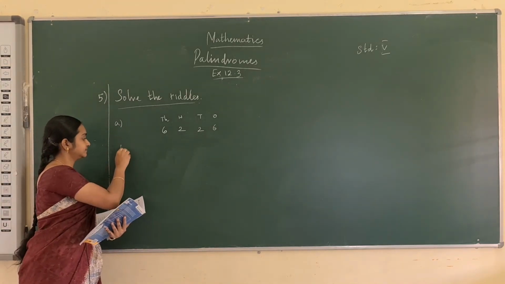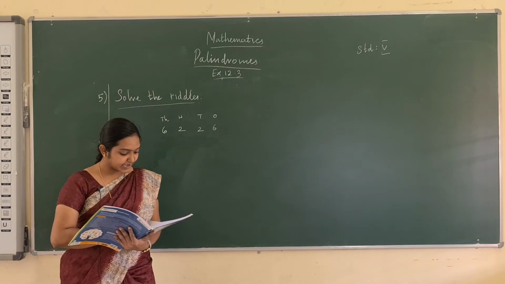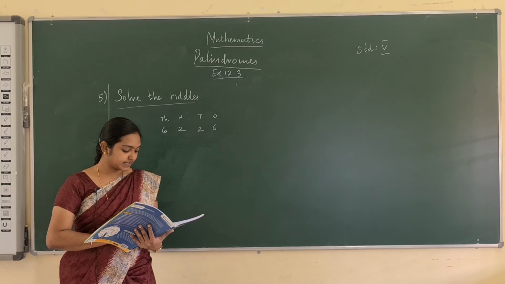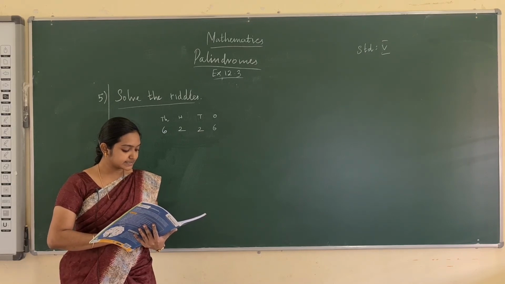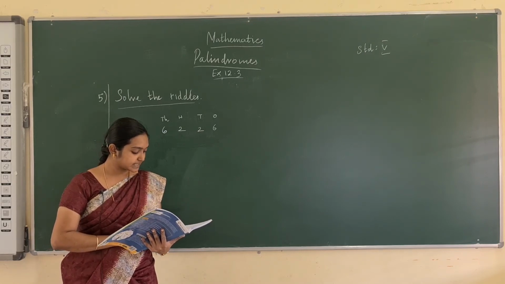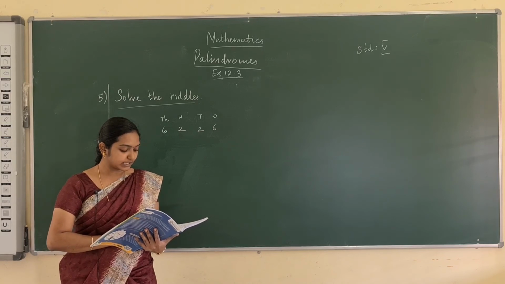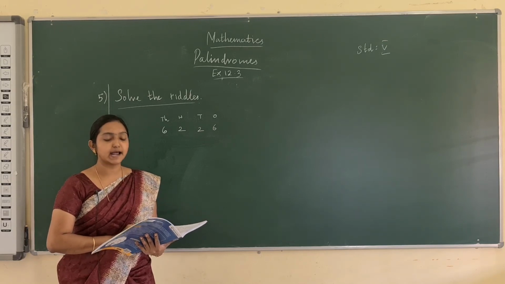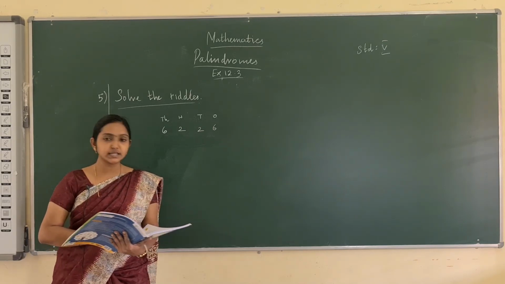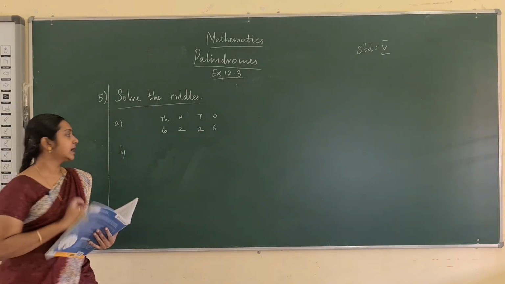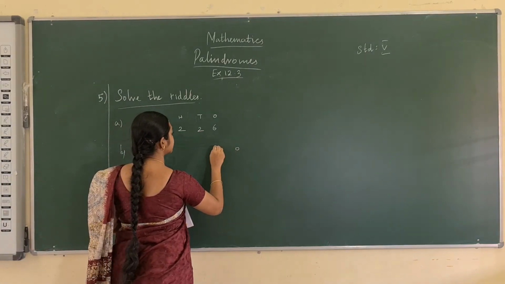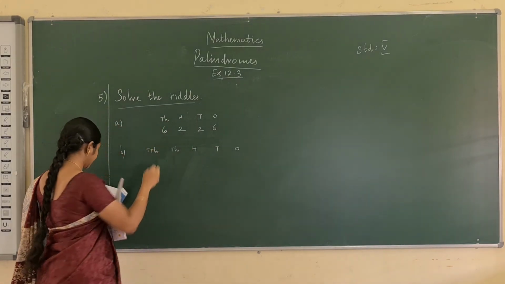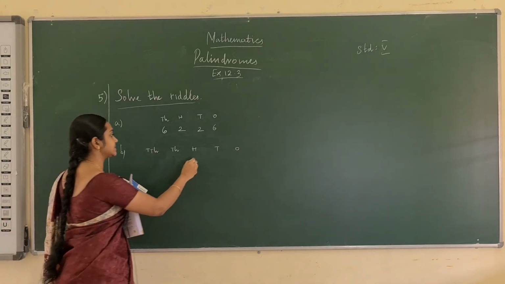Next, B. I am a 5-digit palindromic number with 0 in the hundreds place. The digit in the tens place is twice the digit in the 10,000s place. The digit in the 10,000s place is 2 times 1. What am I? I am a 5-digit palindromic number with 0 in the hundreds place. So put 0 in the hundreds place. Ones, tens, hundreds, thousand, 10,000. We have to put 0 in the hundreds place.